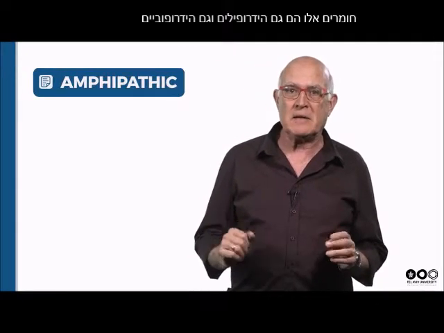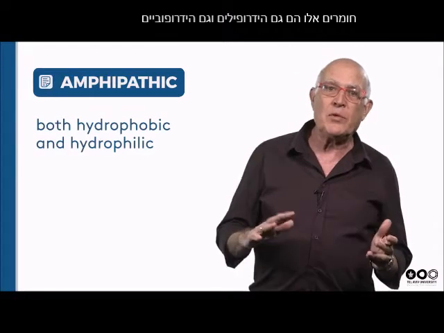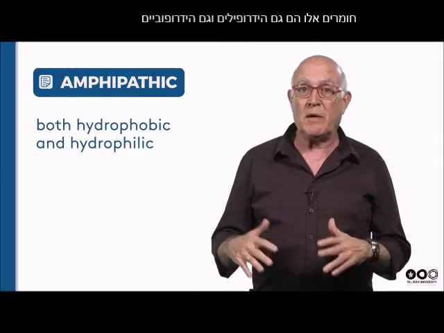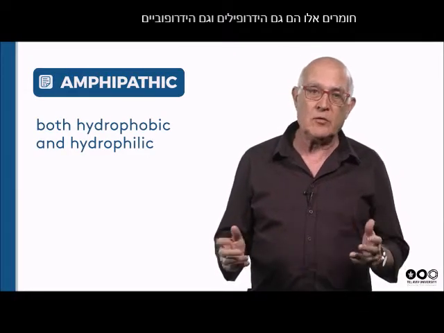Some molecules are a bit schizophrenic in that they contain both hydrophilic and hydrophobic parts. These substances are amphipathic, meaning they have both characteristics. They are both hydrophobic and hydrophilic. Soap or detergents are, for example, amphipathic.